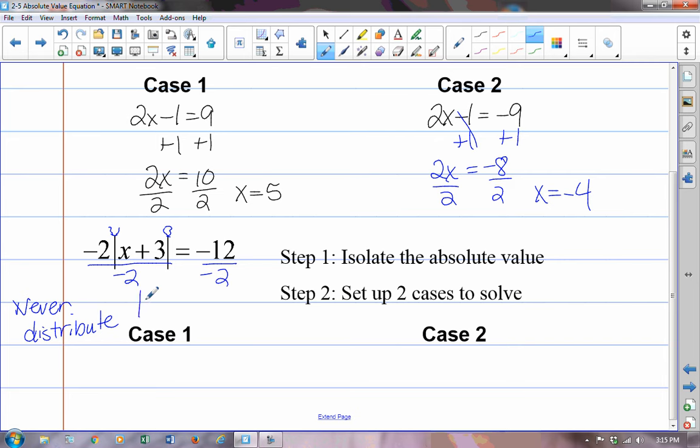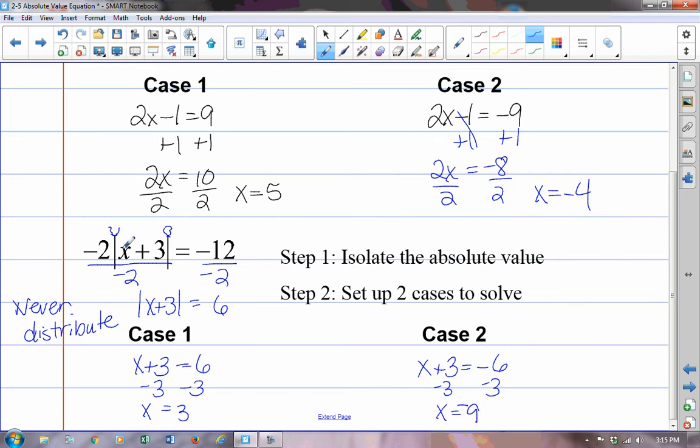So we have the absolute value of the quantity x plus 3 is equal to 6. Now we can solve this. So 2 cases, x plus 3 is equal to 6. Remember, there's no absolute value bars on our cases. And then x plus 3 is equal to -6. And all we have to do is subtract 3, and we get x equals 3. And then we subtract 3 here, and we get x is equal to negative 9.